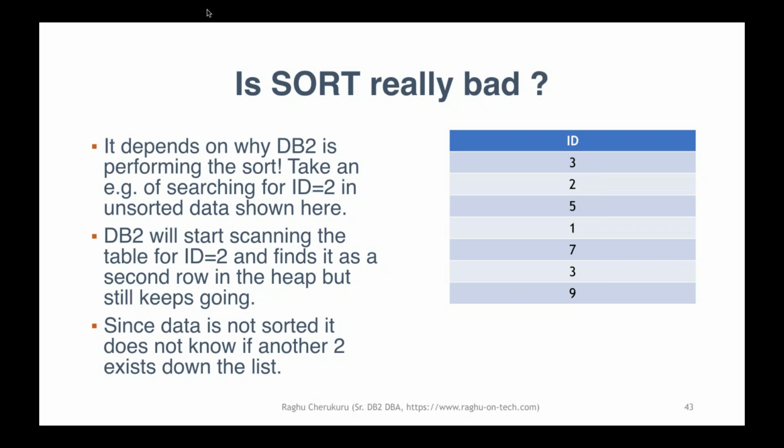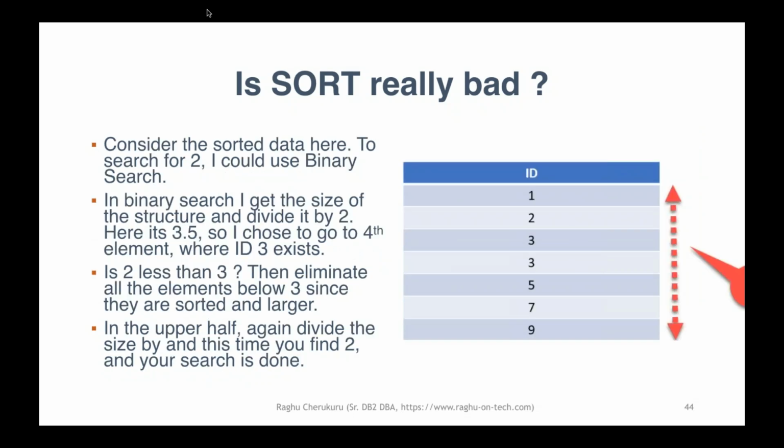For example, take this unsorted data. If I want to search for, say, 2 here, from the top, this is just a list, I'll be finding 2 at the second element from the top. But if the data is unsorted, there is no way for DB2 or any other optimizer to know there is not another 2 down the list. So it needs to keep scanning until the end of the table. Sorting speeds up your searches by using algorithms such as binary search or B-tree indexes.